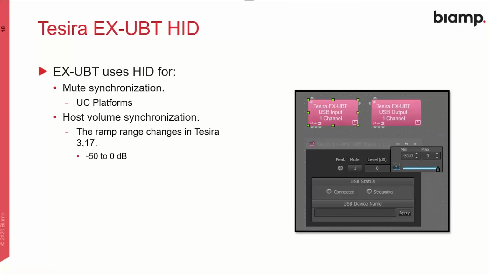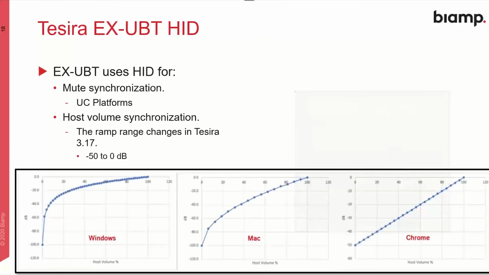So previously, that range of -100 to 0 matches legacy Tesira blocks. So usually you have 100 to 112 dB of range control within the blocks in Tesira, and you can limit those down to whatever's needed. So the default for the USB block here was -100 to 0.